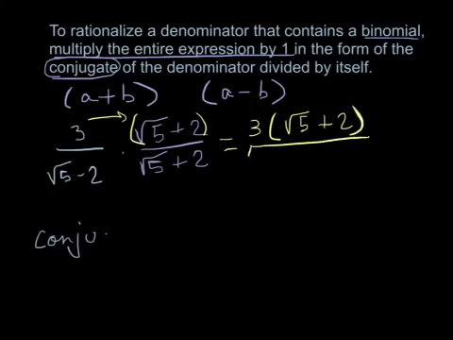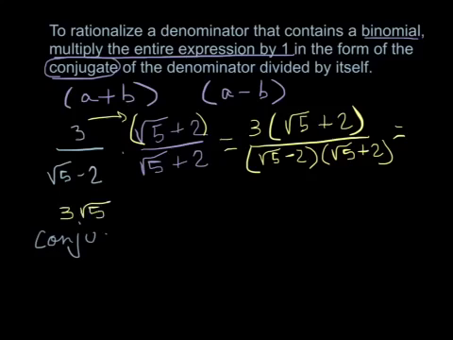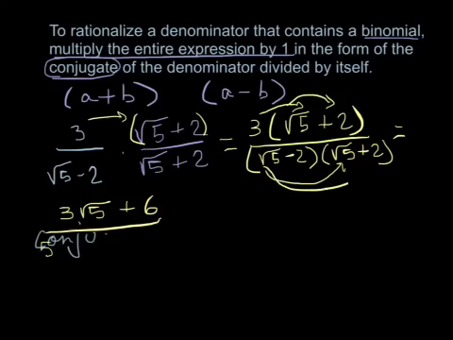over radical 5 minus 2 times radical 5 plus 2. So that's going to give me 3 radical 5 plus 6 when I distribute this 3. And now let's just begin distributing everything here. We're going to have radical 5 times 5, which is 5, plus 2 radical 5. Now, minus 2 radical 5, and then negative 2 times positive 2 will be minus 4.